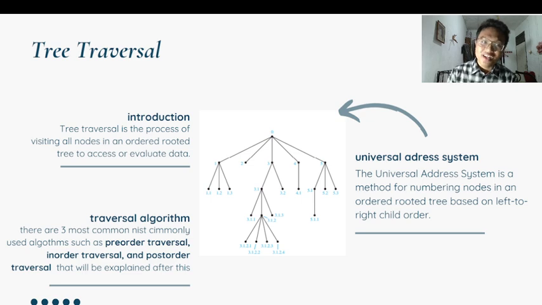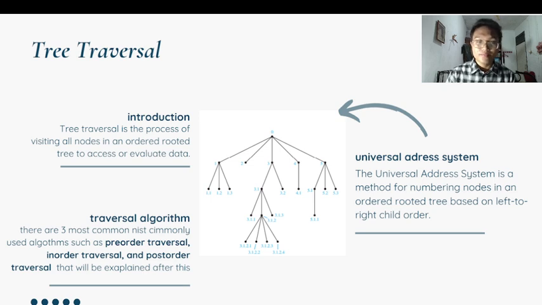First, what is tree traversal? I explained that tree traversal is the process of visiting all nodes in an ordered rooted tree to access or evaluate data. Here is the universal address system. You can look at the image and the explanation here. Universal address system is a method for numbering nodes in an ordered rooted tree based on left to right children order.